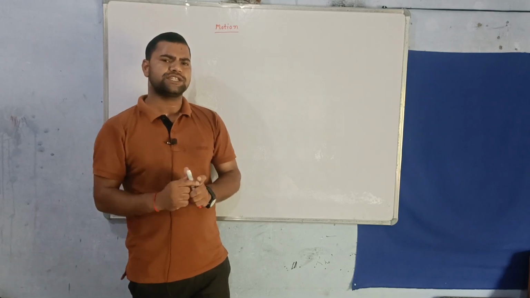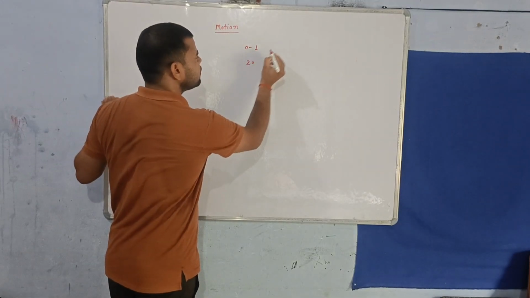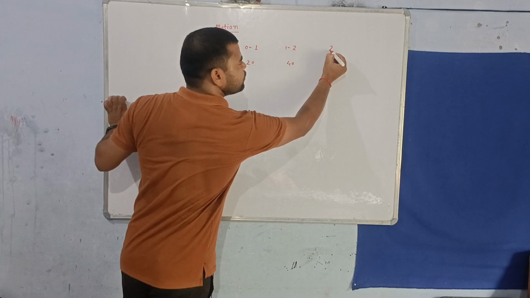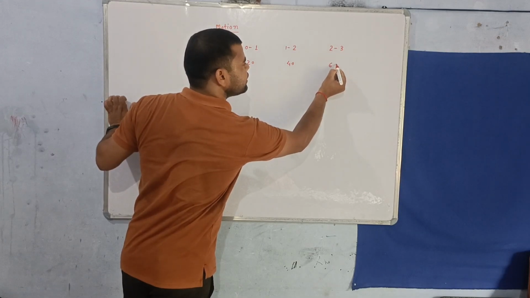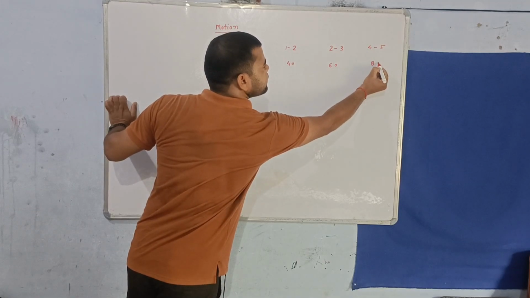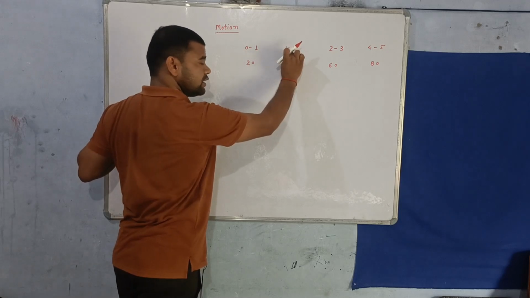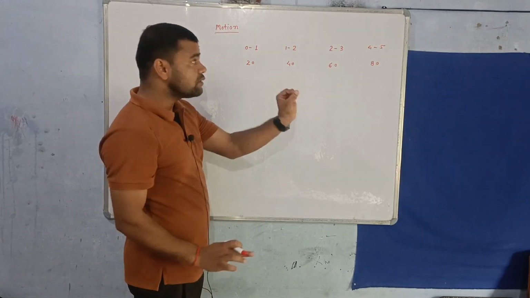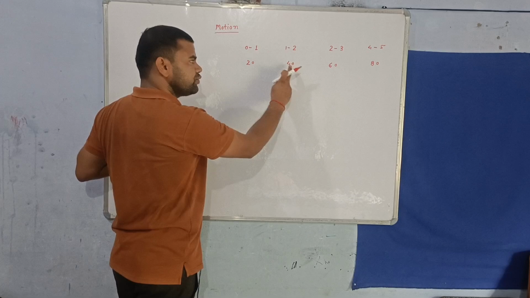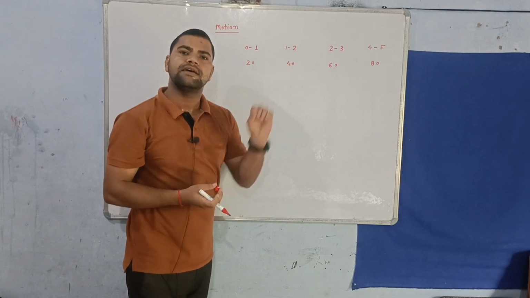For example, if any object travels 20 meters from 0 to 1 second, 40 meters from 1 to 2 seconds, 60 meters from 2 to 3 seconds, and 80 meters from 3 to 4 seconds. In all the cases, the time interval is 1 second, and the distance covered in each equal interval of time is 20 meters: 40 minus 20 is 20 meters, 60 minus 40 is 20 meters, 80 minus 60 is 20 meters. So this motion is known as uniform motion.